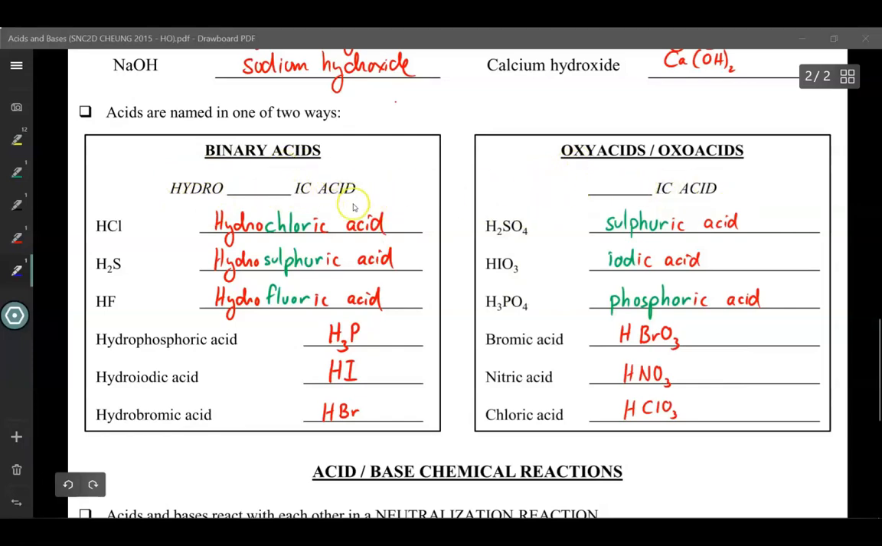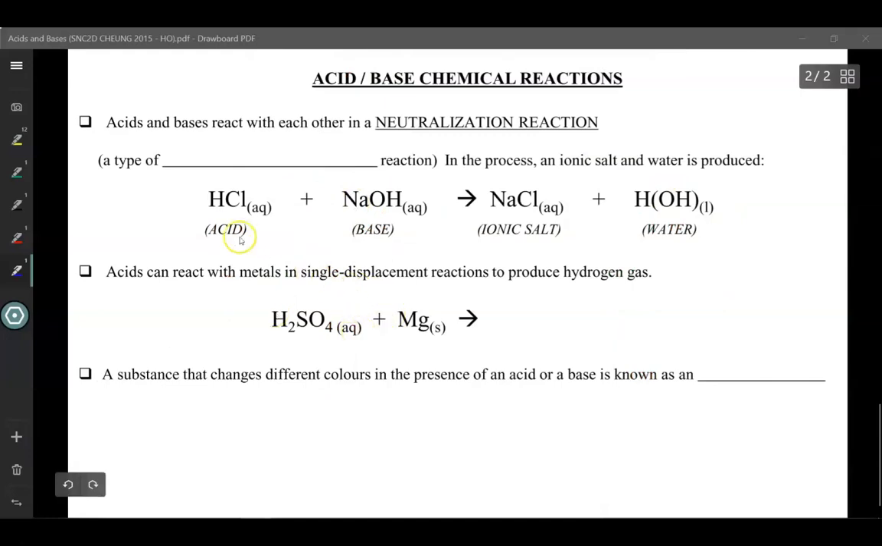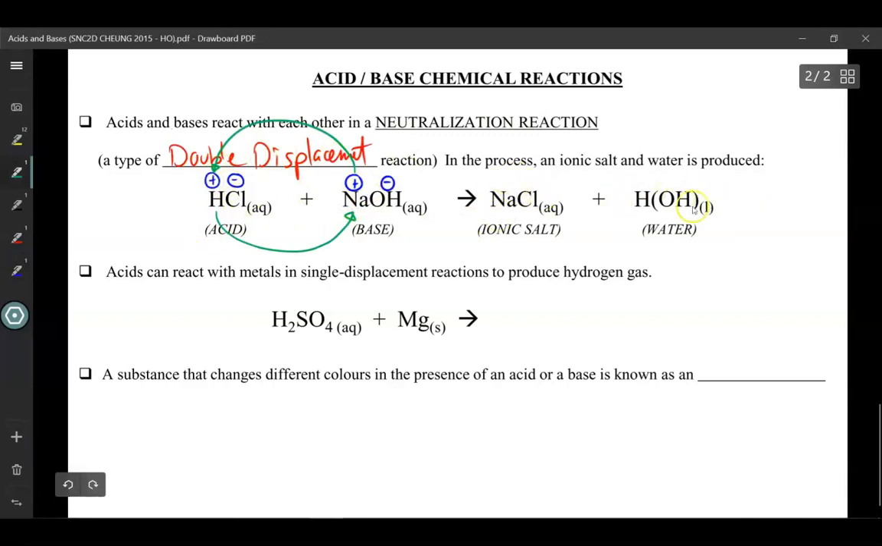Ic acid. Another reason why you can think of acids and bases as being opposites of each other is because they cancel each other out in a chemical reaction known as a neutralization reaction. Looking at this reaction, you can see that it is a type of double displacement reaction, where they each switch places, providing a brand new partner.